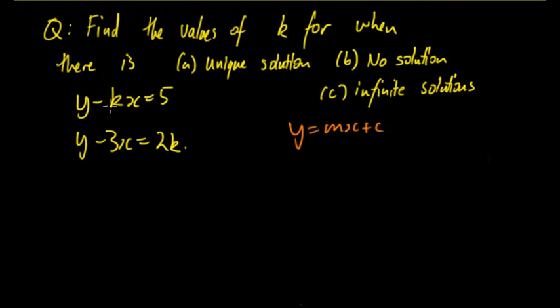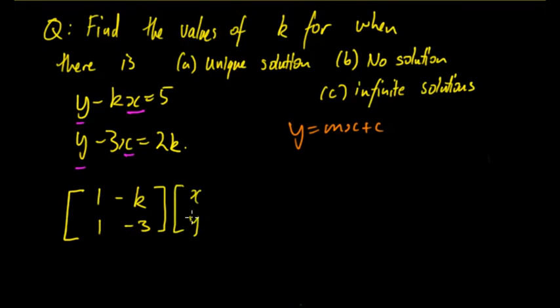So we have y minus kx equals 5, y minus 3x is equal to 2k. First thing to check: are the y and the x in the same position? Yes, they are, so that's fine. So we can represent this linear system by going 1, minus k, 1, minus 3, times x, y is equal to 5, 2k.